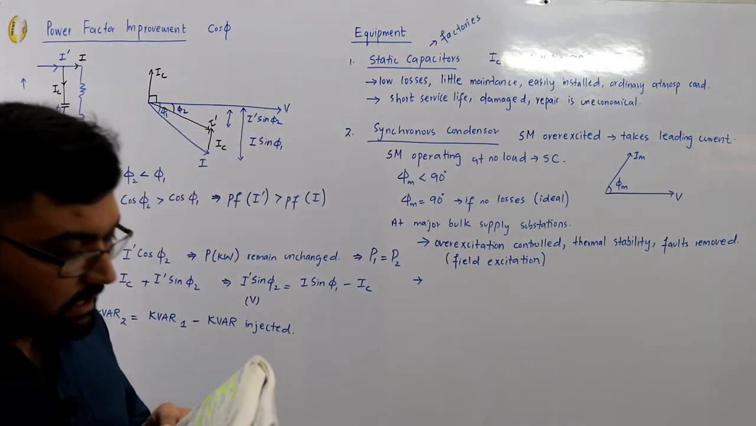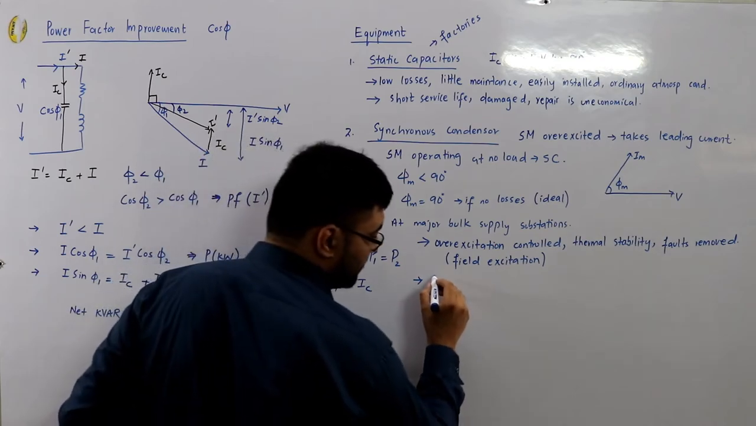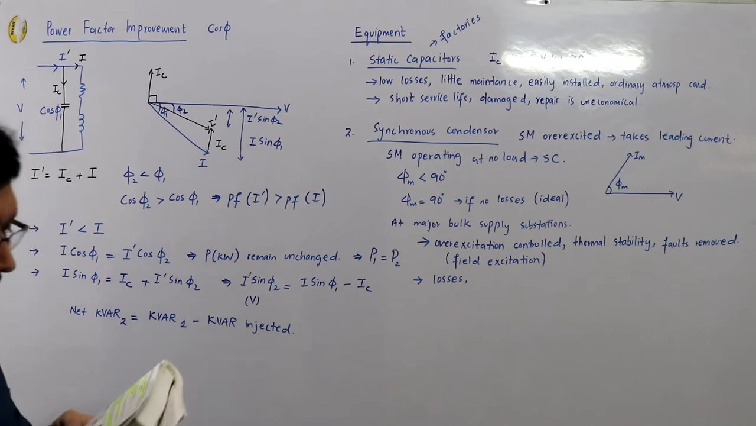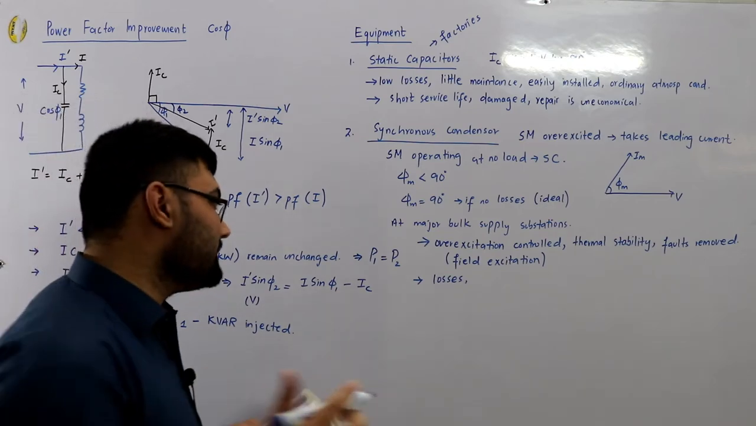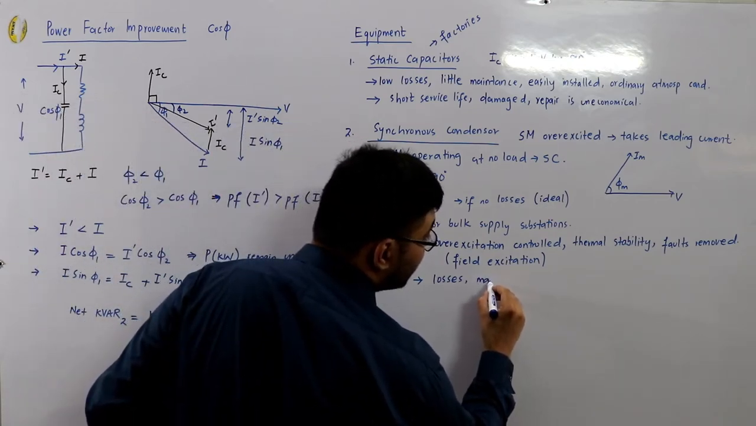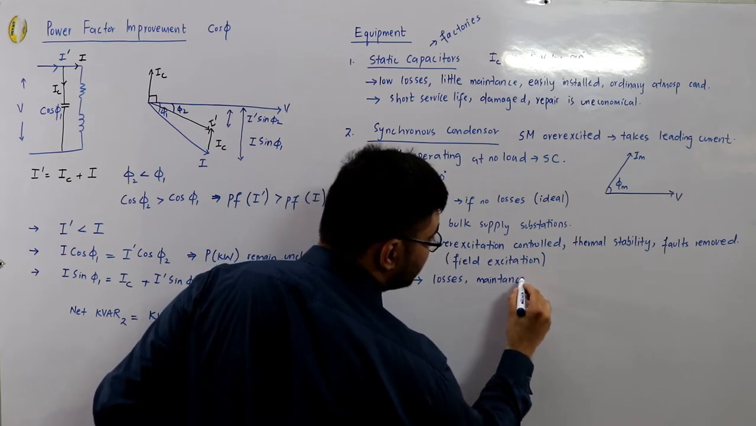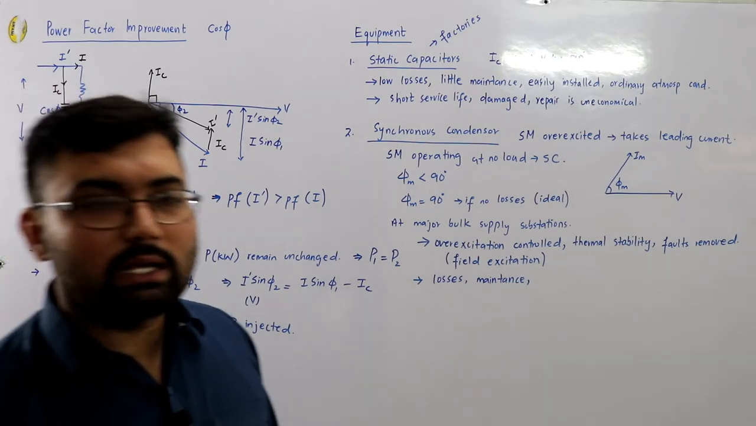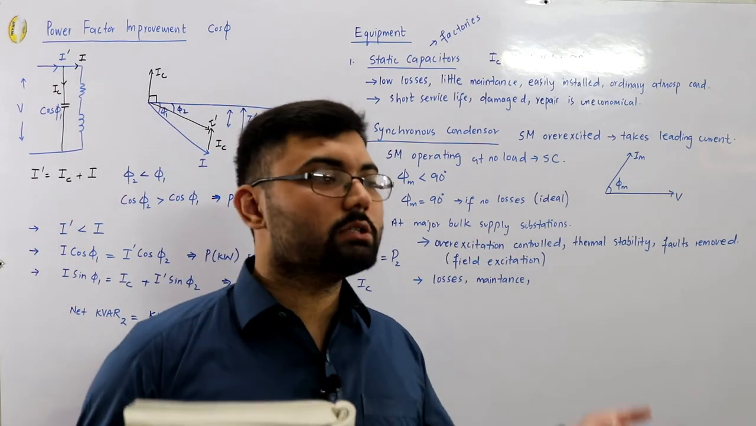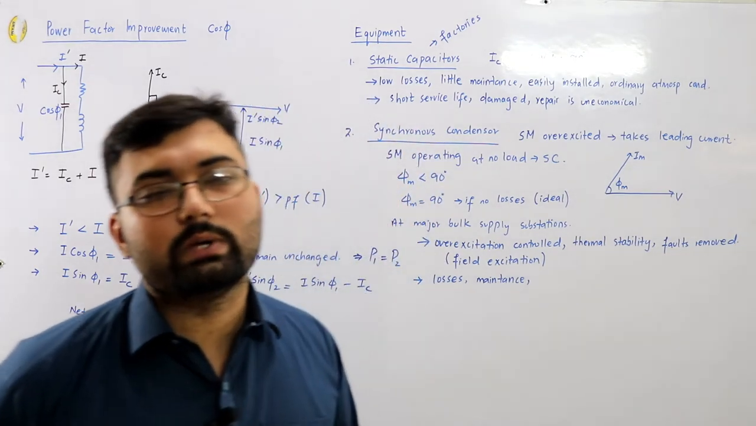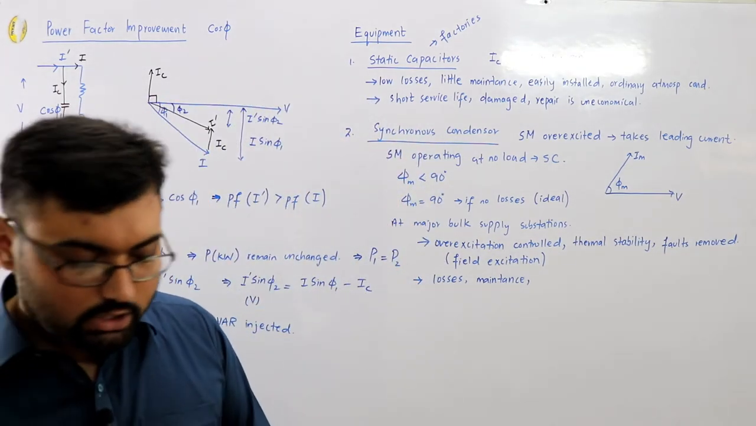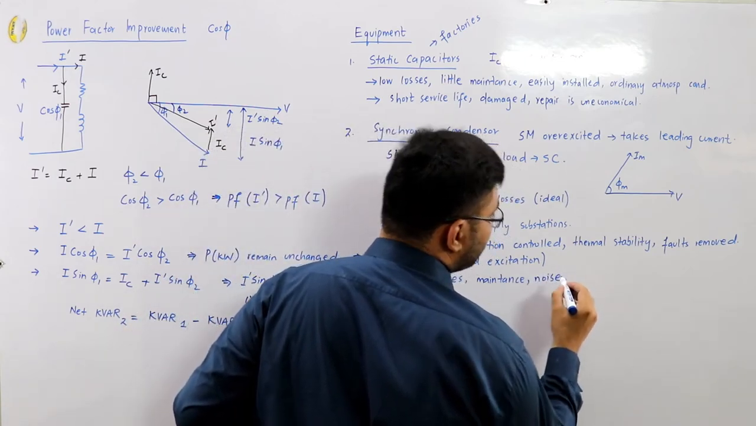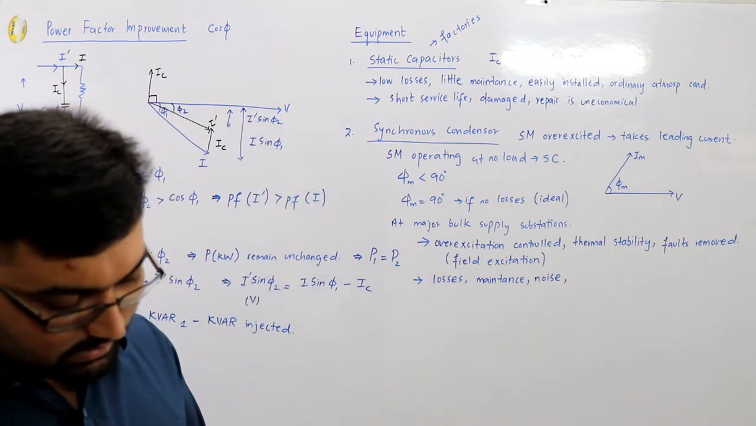Disadvantages. There are considerable losses in the motor, of course. You've got windings, so you've got losses. Maintenance cost is high. Why? You've got a rotating part, machinery involved, so you have to have maintenance. Plus you would also have wear and tear, because you have moving, rotating parts. Noise. Of course it produces noise, which could be a disturbing factor as well over here.